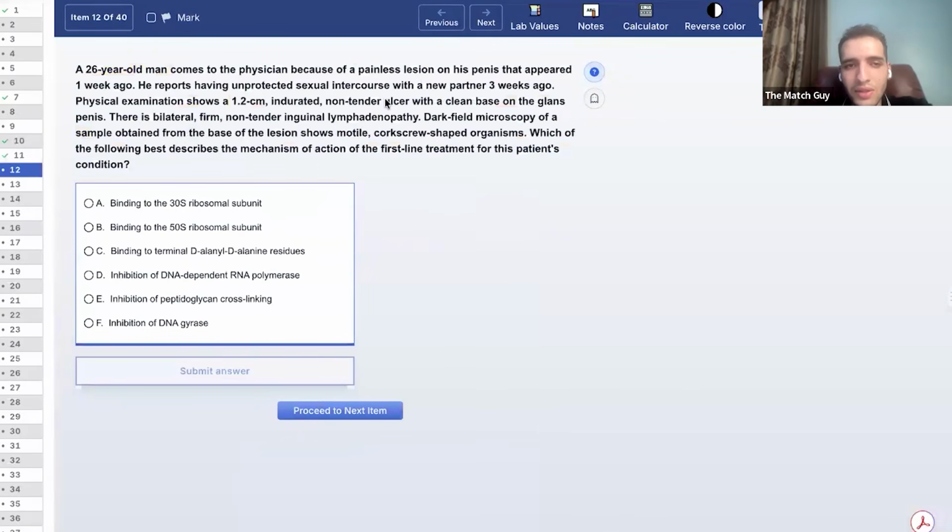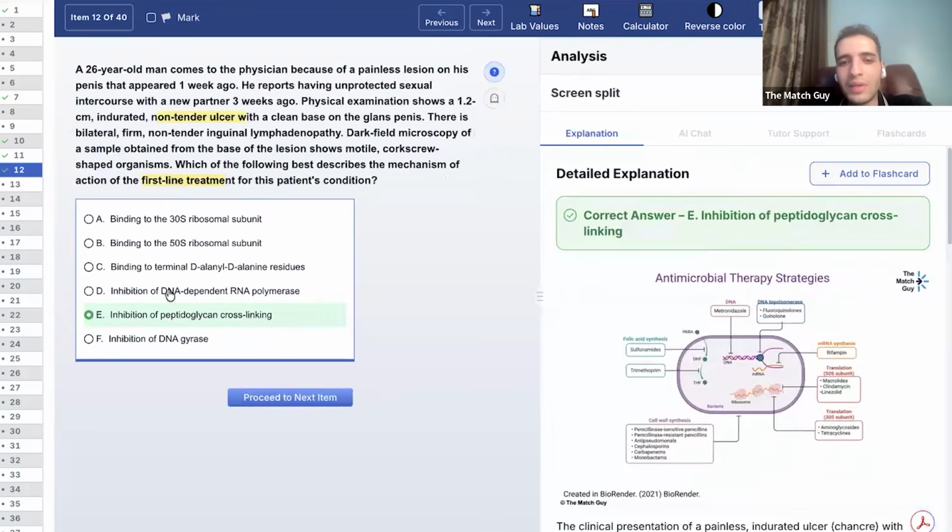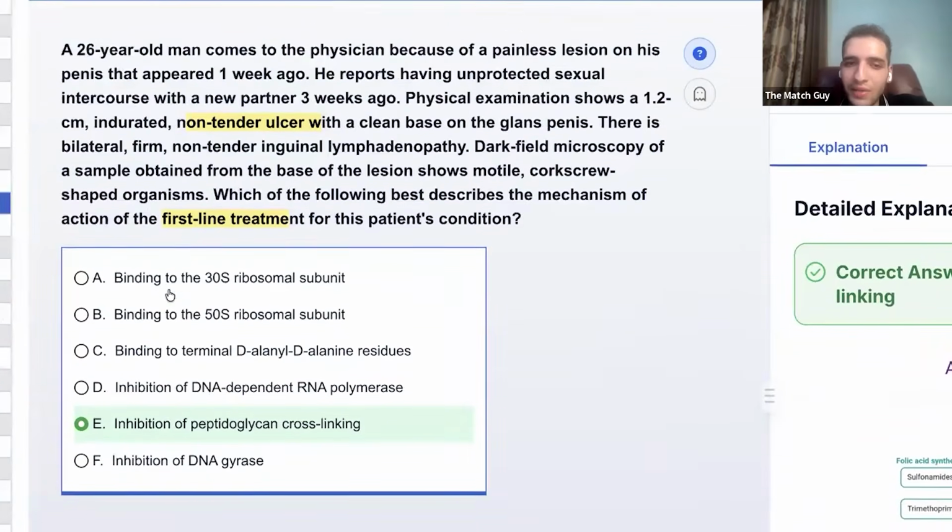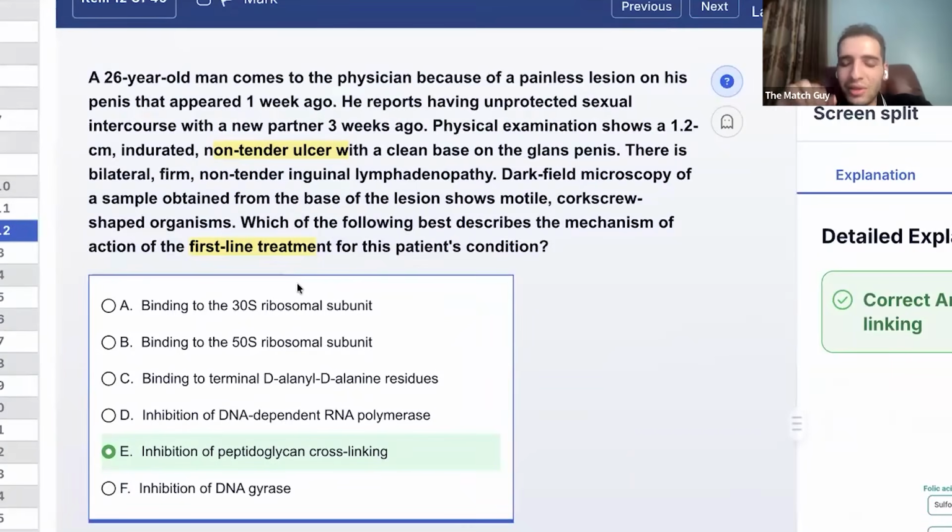Can you see, guys, I already know these answers. So non-tender ulcer, I know that's usually syphilis. And I know they are asking about the treatment of syphilis. I know it's penicillin, but I am trying to see if they have penicillin allergy or not, so I can answer the question. Because penicillin is the first line treatment, and I know the first line treatment is probably inhibition of peptidoglycan, which is penicillin, okay? But I try to make sure, even if I know the answer, that they are not trying to trick me.